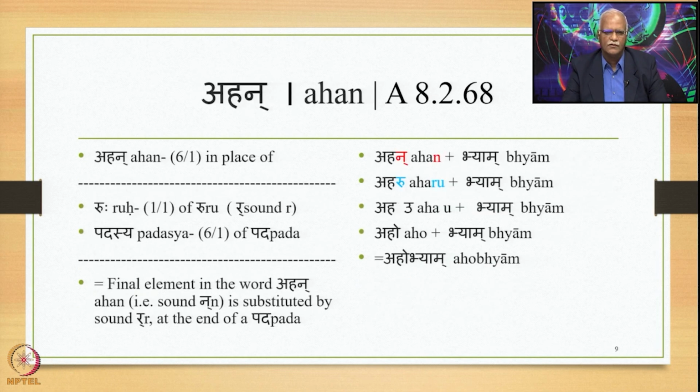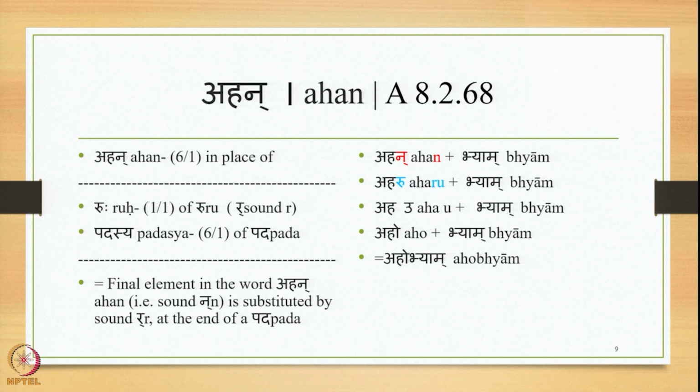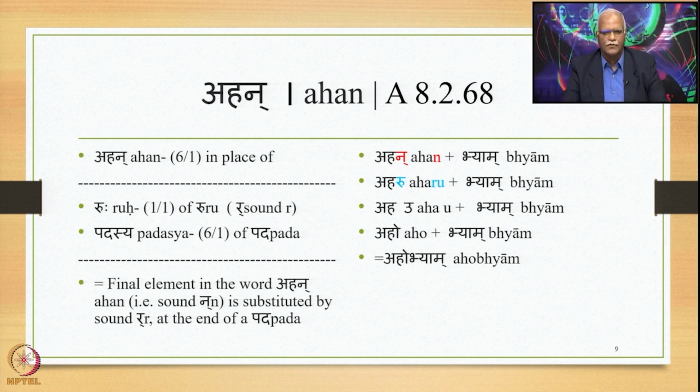And then we have another sutra, Ahan, 8-68, which says the following. This sutra has got only one pada, Ahan, that is 6/1 of Ahan, which means in place of. The words continued are Ruhu, 1/1 of Ru, sound R, and Padasya. So, the sutra means the final element in the word Ahan, that is N, is substituted by sound R at the end of a pada.